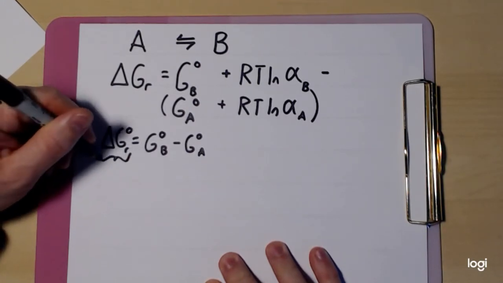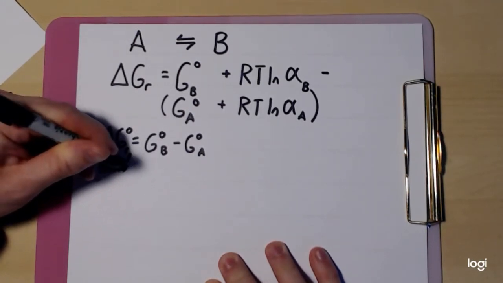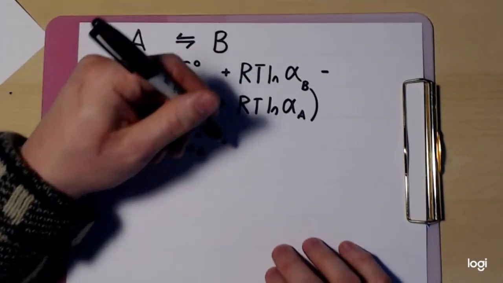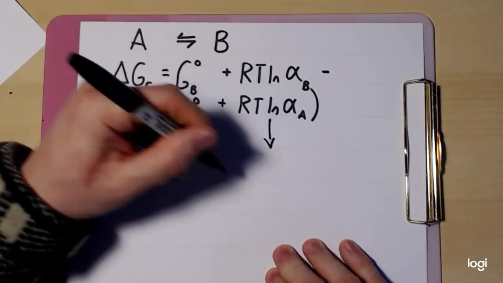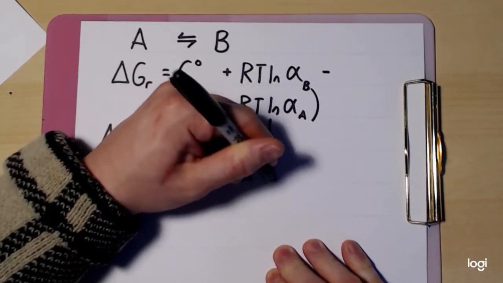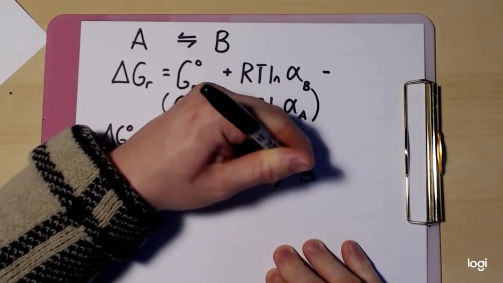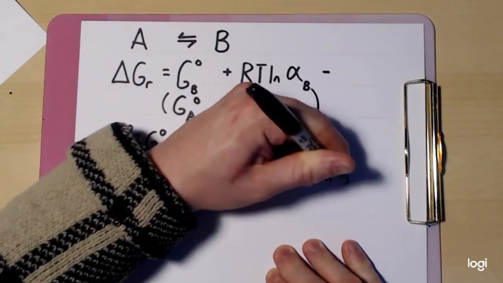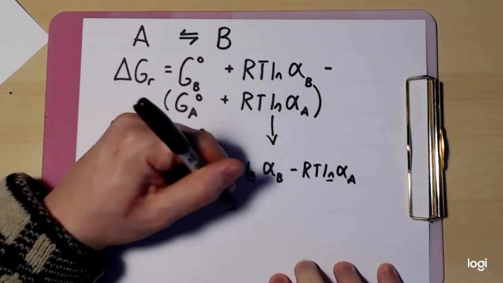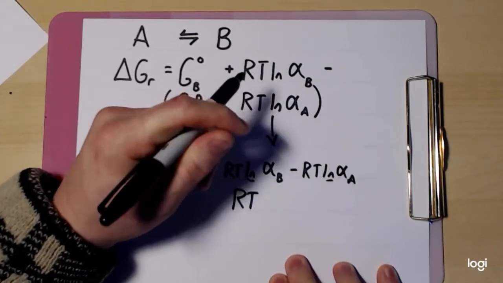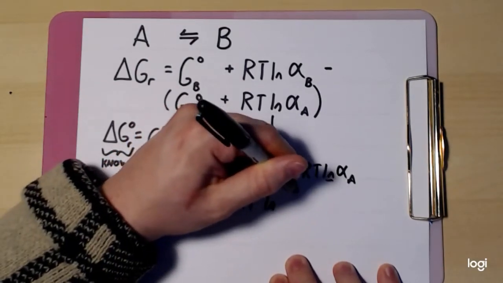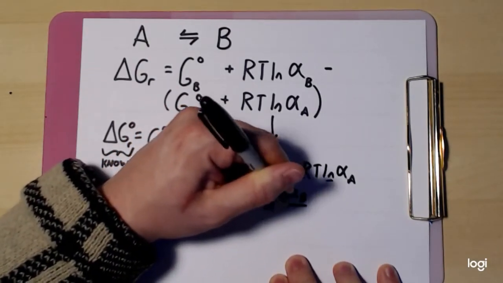Okay, but what about all these RT log activity terms? What can we do with those? Well, we have the RT log activity of B minus the RT log activity of A. And you'll recall that through the properties of logarithms, subtracting two logarithms is the same as dividing the thing inside the logarithm. So this can just be restated as RT times the log of the activity of B over the activity of A.